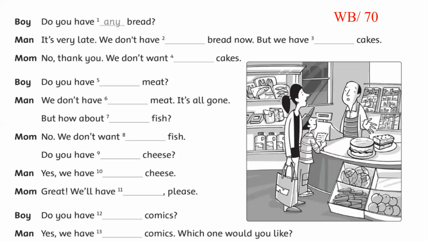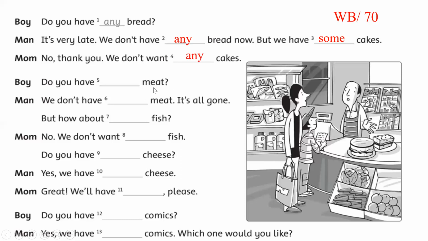Have you finished? Now we will correct together. Number two, we don't have... Here we have a sentence with a negative. So this one, any. Yes, but we have some cakes. Good. And this one, no, thank you. We don't want... This is a negative too, so any.